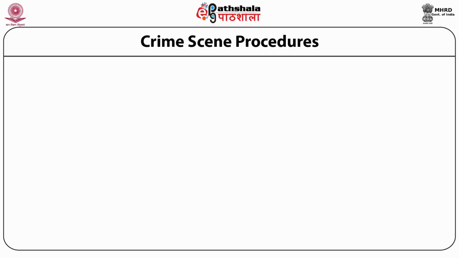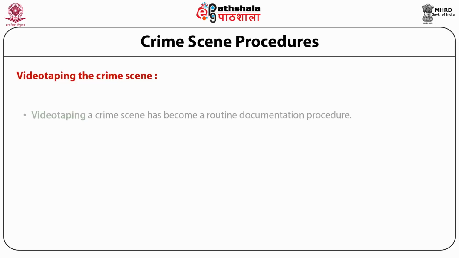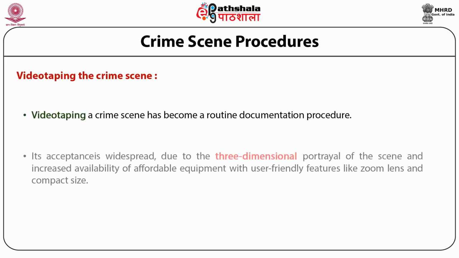Next activity is videotaping the crime scene. Videotaping a crime scene has become a routine documentation procedure. Its acceptance is widespread due to the three-dimensional portrayal of the scene and increased availability of affordable equipment with user-friendly features like zoom lens and compact size. Jury acceptability and expectations have also added to the recognized use of videography in crime scene investigation.